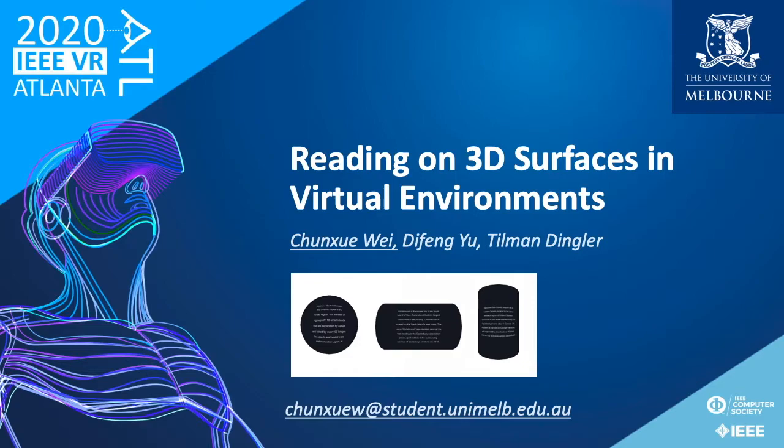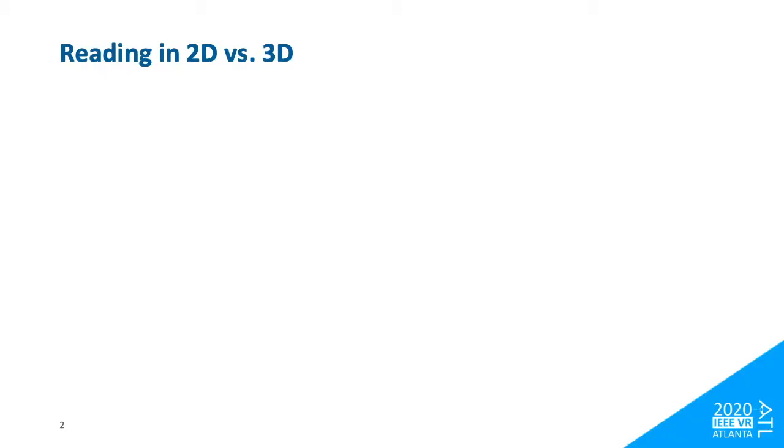I'm Chunxue. This work was my master thesis project and done at the University of Melbourne. It was supported by Difeng Yu and supervised by Tilman Dingler. The main idea of this whole project is exploring 3D surfaces as the canvas to render text in virtual reality. So, what motivates us to do that?